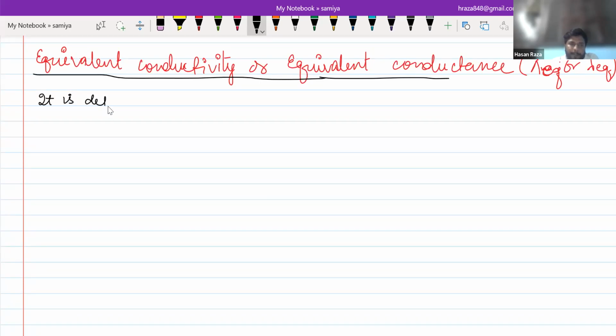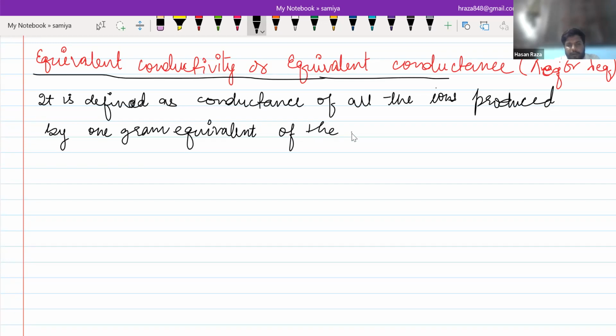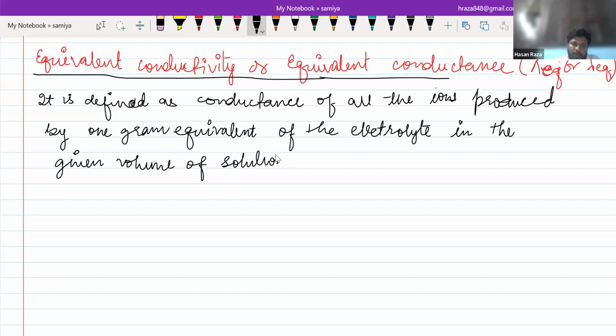It is defined as the conductance of all the ions produced by 1 gram equivalent of the electrolyte in the given volume of solution. That is called equivalent conductivity.